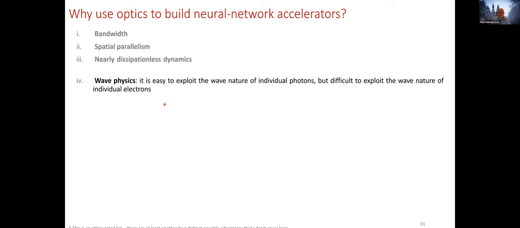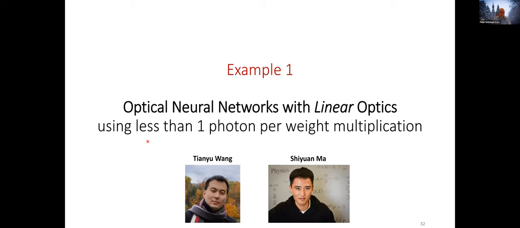So those are some of the ingredients. They're not necessarily all of them, but I think especially the first three are really the main ones that I'm going to focus on today. So now I'm going to go through a few concrete examples of things that we've done in my lab that are similar or related to things that have happened in other groups, but I'm going to talk about the ones that we did, where we tried to exploit some of these properties to build optical neural networks.